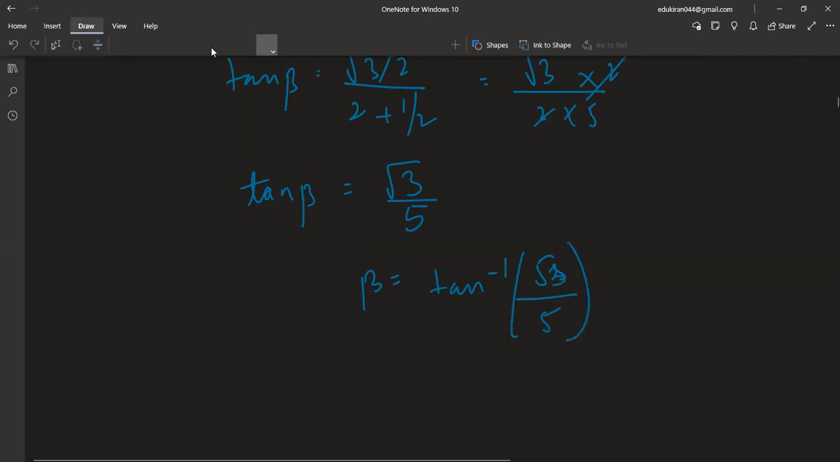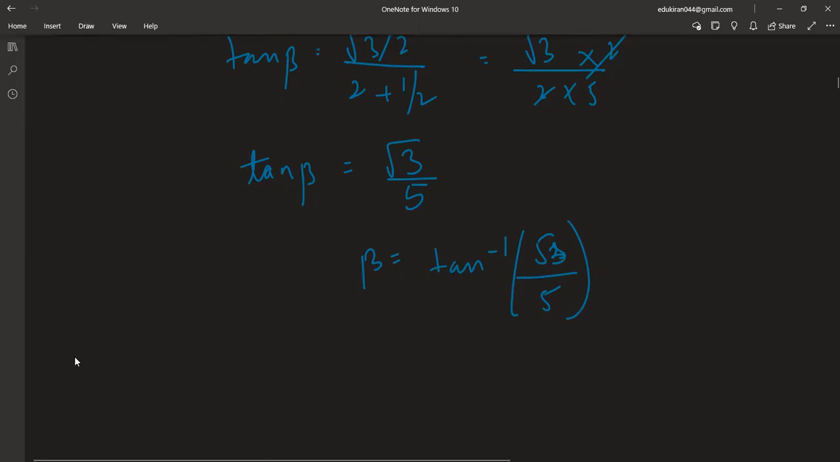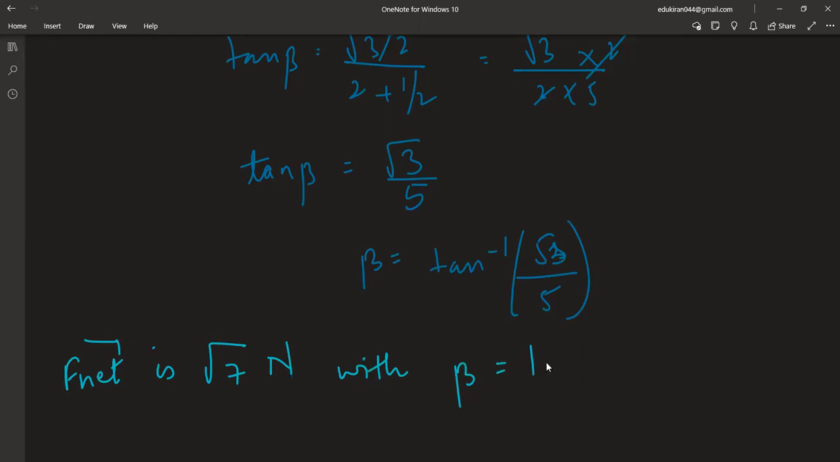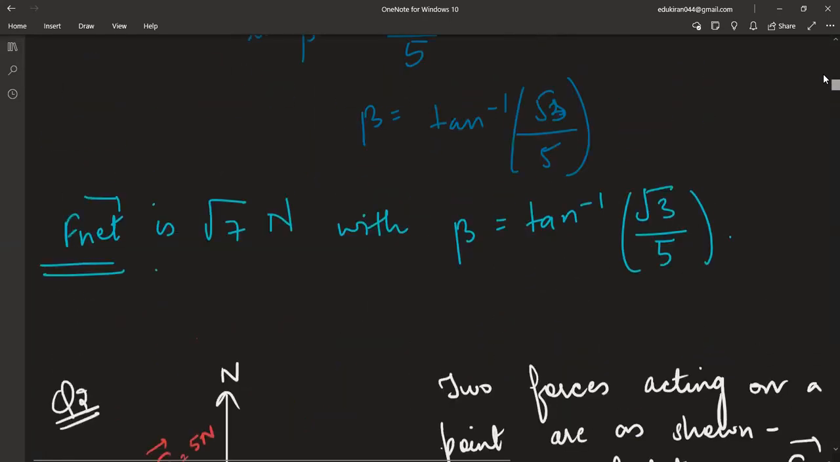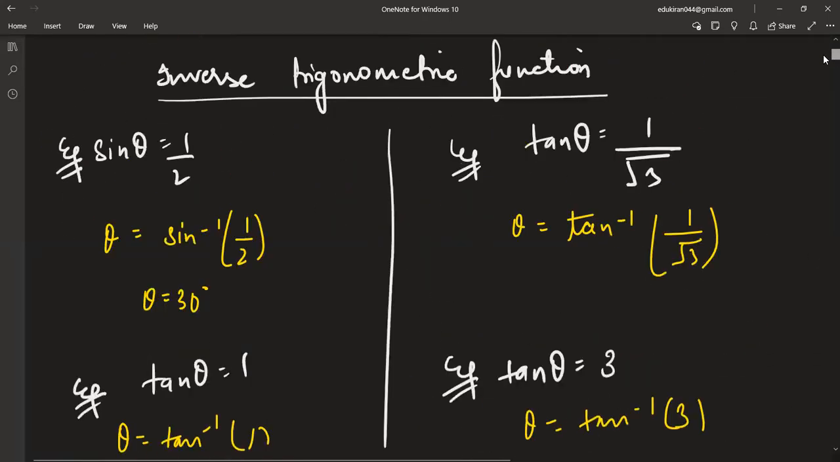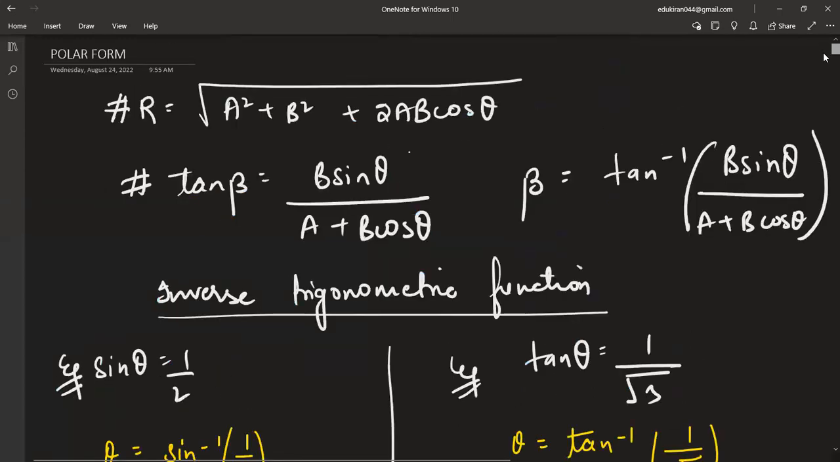So what is your complete answer now? Net force is root 7 Newton with beta equal to tan inverse root 3 over 5. This is your final answer. This is how you have to complete it in your exams. We'll practice the next question also, but before that, note it down. This you already have written just now, so start from here.